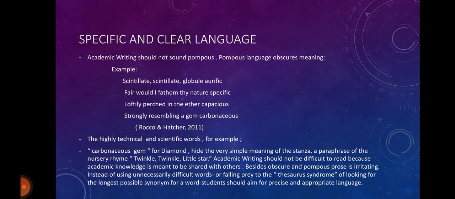Twinkle, twinkle, little star. Academic writing should not be difficult to read because academic knowledge is meant to be shared with others. Obscure and pompous prose is irritating. Instead of using unnecessarily difficult words, or falling prey to the thesaurus syndrome, or looking for the longest possible synonym for a word, students should aim for precise and appropriate language.